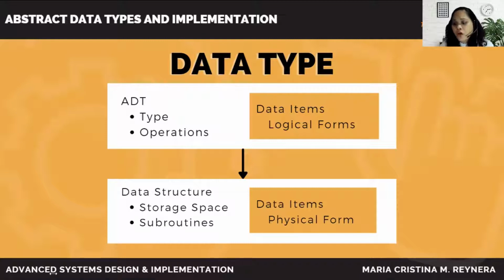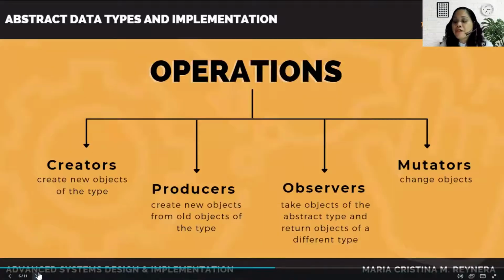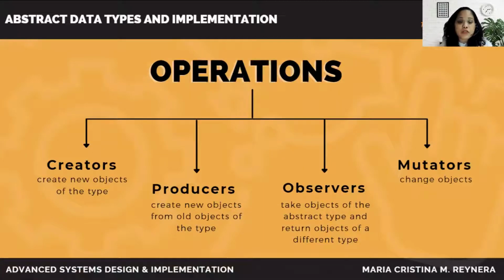So now, what are the operations of the abstract data types? We have four: creator, producer, observer, and mutator. If we talk about creators, these operations primarily create objects of a certain type. However, note that some creators can take objects as parameters too, but a creator will never take an object that's the same type as itself.